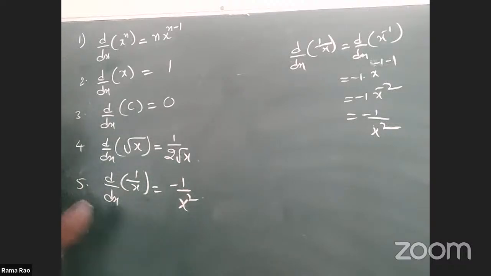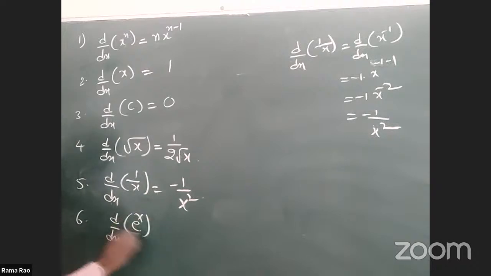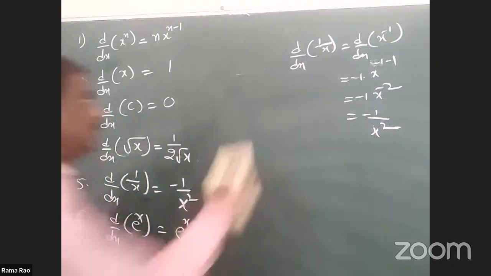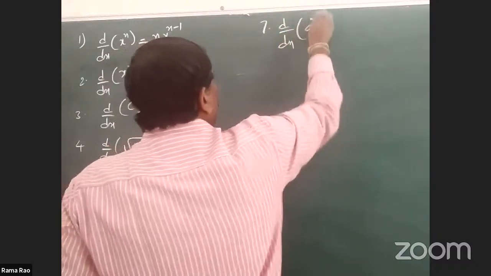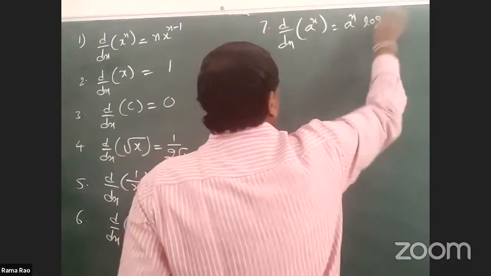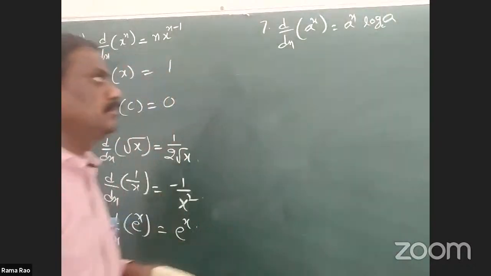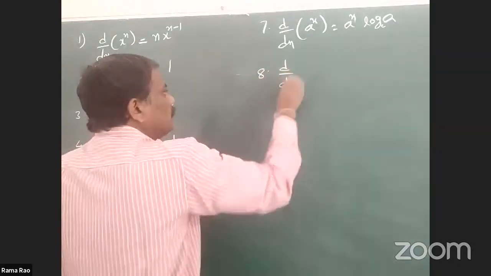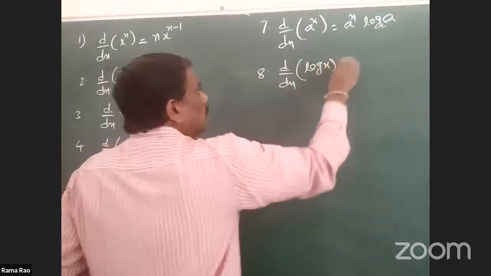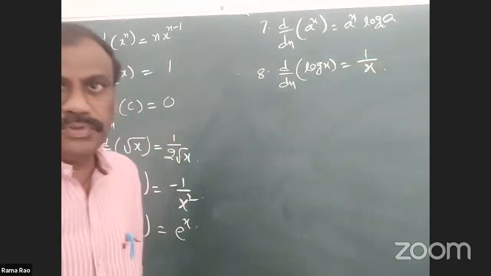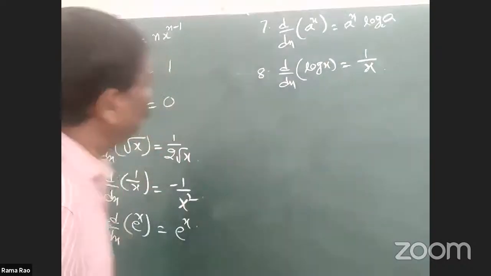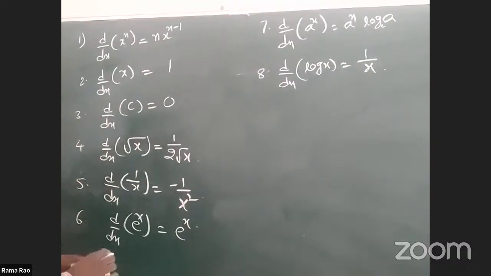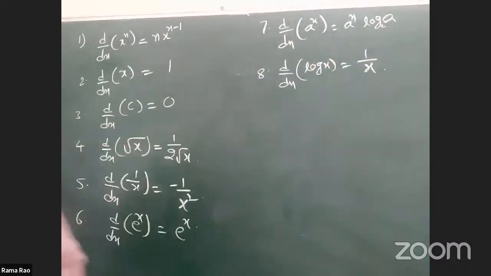Next, sixth one. d by dx of e to the power of x is equal to e to the power of x. d by dx of a to the power of x is equal to a to the power of x log a base e. d by dx of log x is equal to 1 by x. These all are very, very important formulas. You can take care about these formulas.